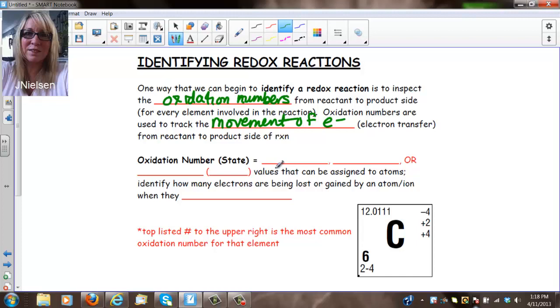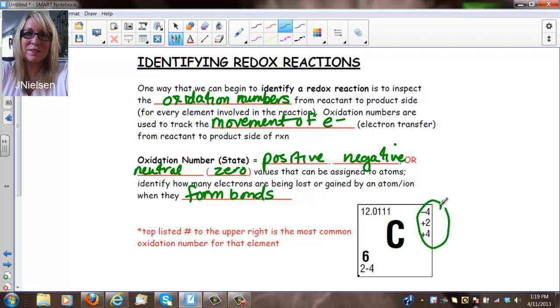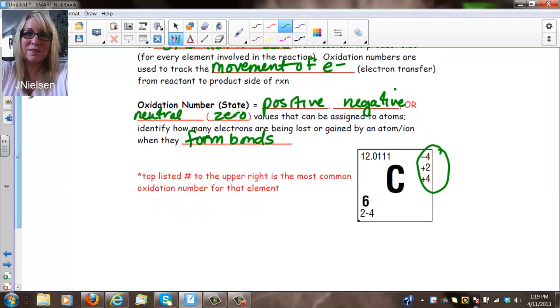The oxidation number, or the oxidation state, is either positive, negative, or, as I just suggested, in some places, neutral, meaning it's assigned a 0 if the element is in the free state. It identifies how many electrons are being lost or gained by an atom or ion when they form bonds. These are the possible oxidation numbers for carbon, and normally we're using the top one unless otherwise stated.